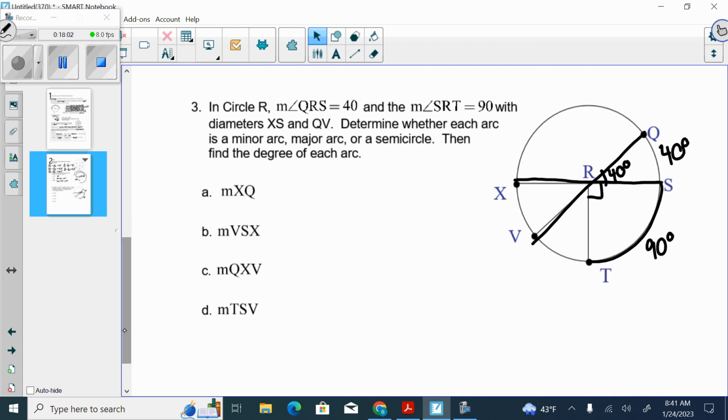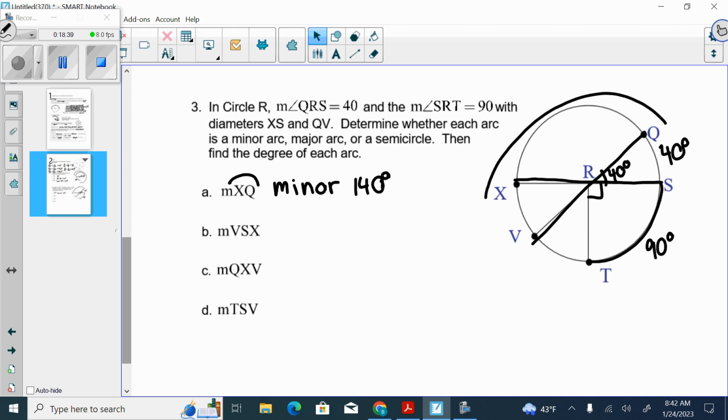It looks like it got rid of our symbols here, but it says to find the measure of arc XQ. Okay, so XQ would mean to go the short way to get there. So from X to Q, from here to here, is that a minor, major, or semicircle? Minor, right? It's clearly less than 180 degrees. Okay, what could we do to find it? Right, 180 minus 40, because we know that XS would be a semicircle. So that would mean it has a degree of what?